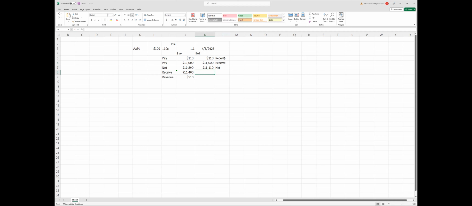But on the sell side, you have an opportunity cost, right? Because if you held your 100 shares till 114 instead of selling this call, you would have made, let's see, 114, or $11,400.